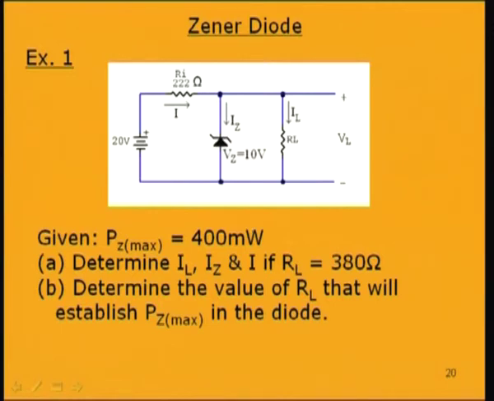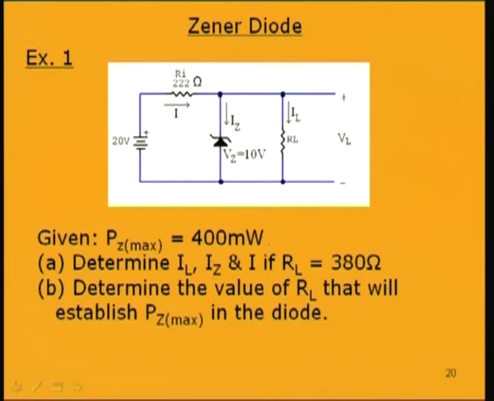You are to find out in part A the load current IL, the Zener current Iz, and the current I through this resistance Ri, if the load resistance is given as 380 ohms. And in part B, to determine the value of RL that will establish the maximum power Pz max in the diode. That is, what resistance RL will cause this maximum Zener power of 400 milliwatt, the maximum power dissipation.